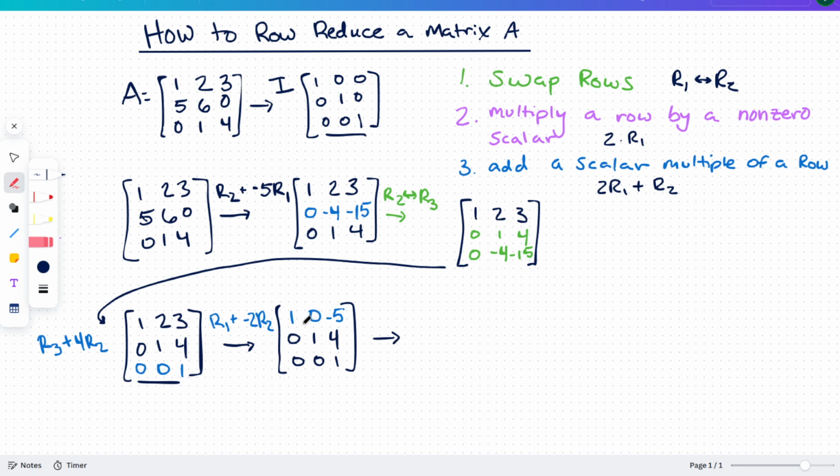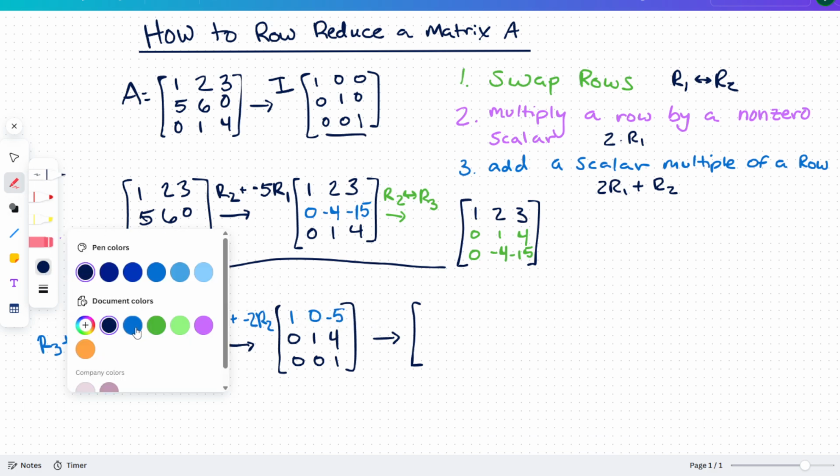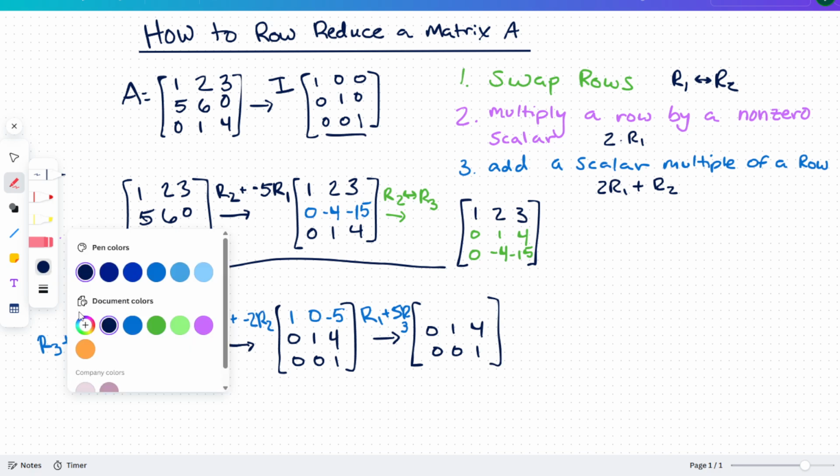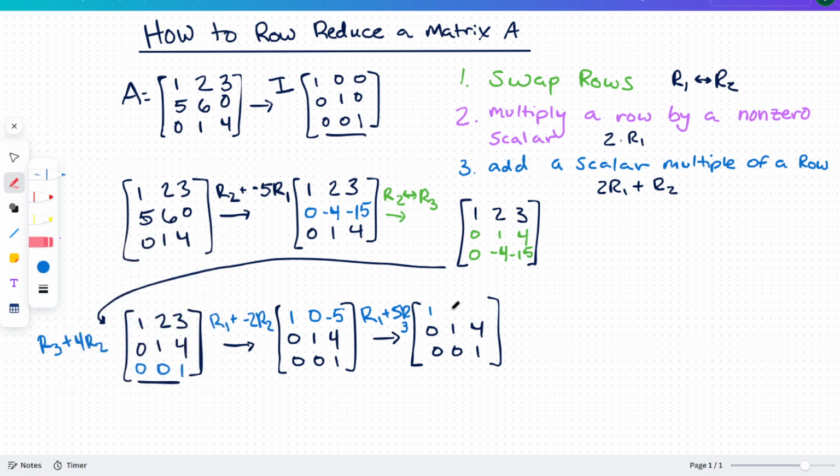And next up we need to get rid of this 5, so we'll stick with row 1 while we're here. We'll do row 1 first, and then we'll do plus 5 row 3. So we'll keep these two the same. And fix our top row. So we'll have 1, 0, 5 times row 3 is 5. We'll have 0.